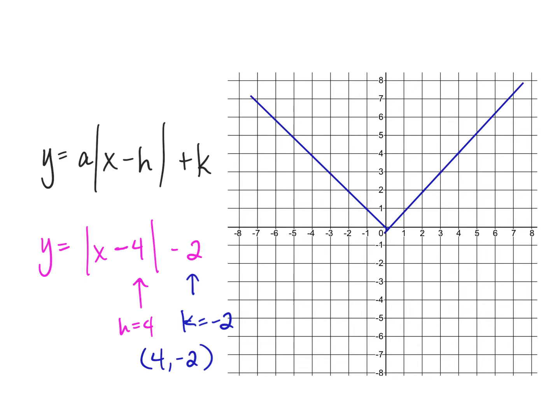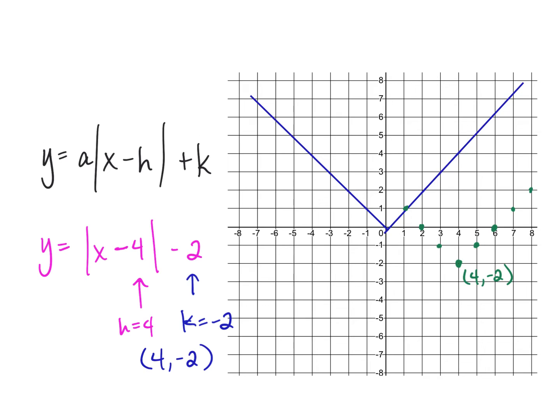So there's been no change in the A value, which would make it skinnier or fatter, so it's still going to go out 1 and up 1 in both directions. So I'm going to go right 4, down 2 to graph my new locator point. Then I'm going to go out 1 and up 1 in both directions to make my graph.